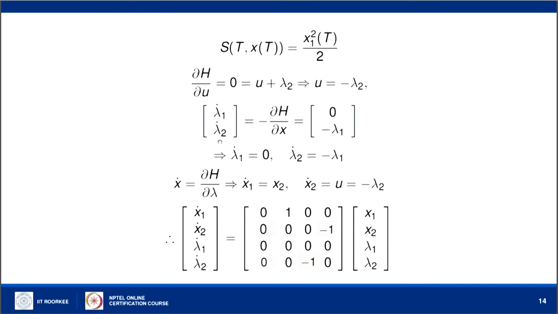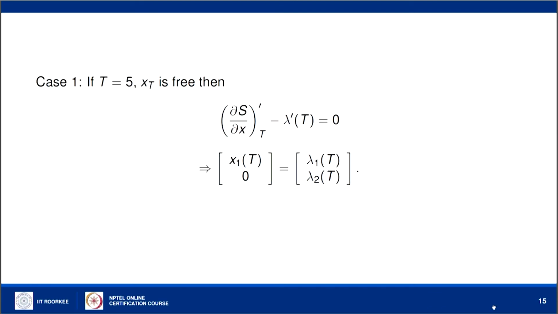So, the equations are lambda 1 dot equal to 0, lambda 2 dot equal to minus lambda 1, and then the given system of equations is x1 dot is x2 and x2 dot is u. In terms of lambda, because del H by del lambda gives the two system equations already given, converted in terms of lambda, and then the lambda 1 dot, lambda 2 dot equations, all the 4 are written in the form of a system like this, which can be solved easily.